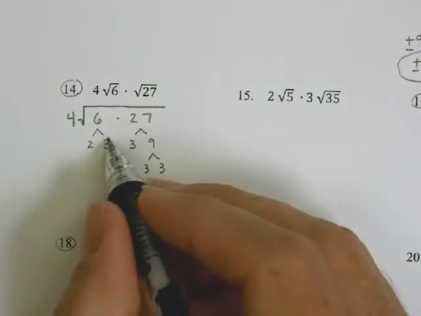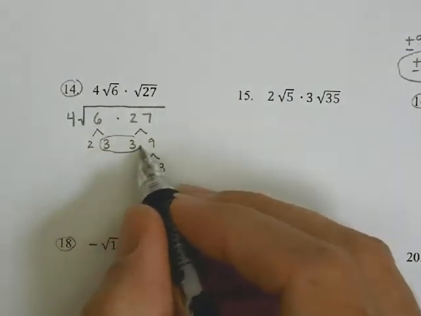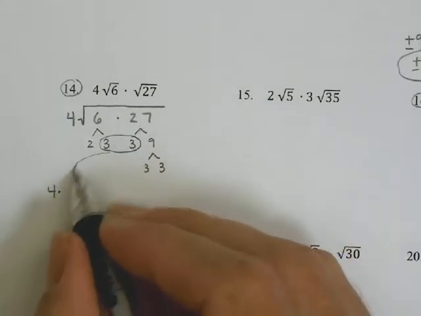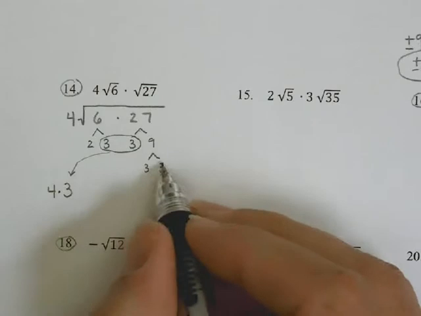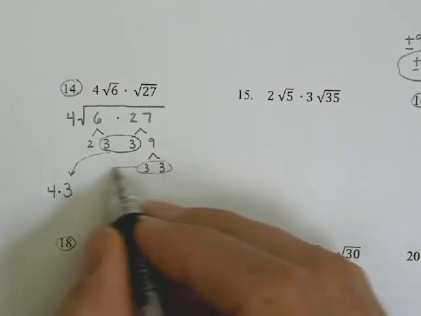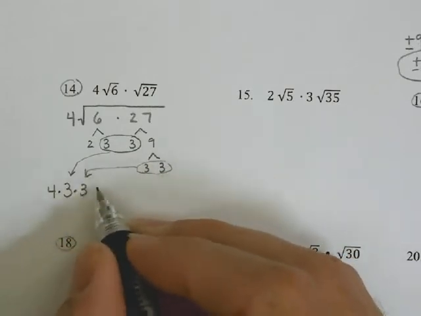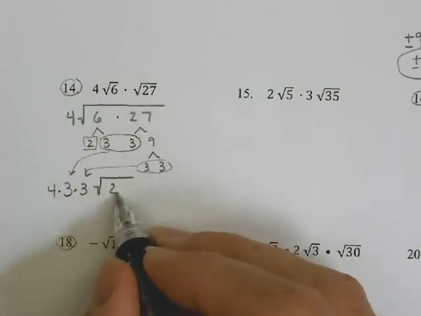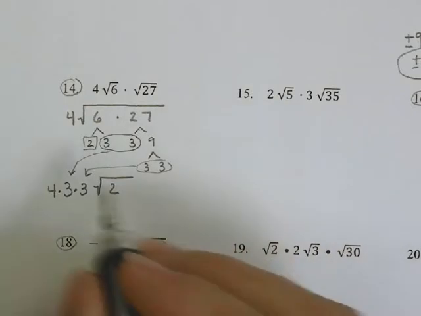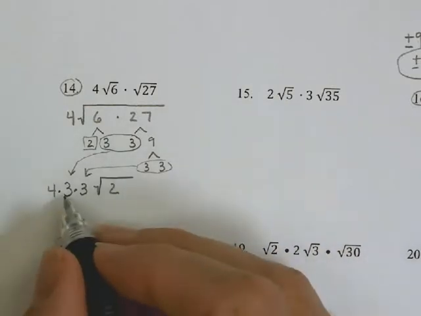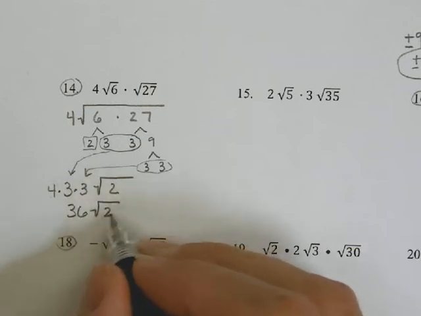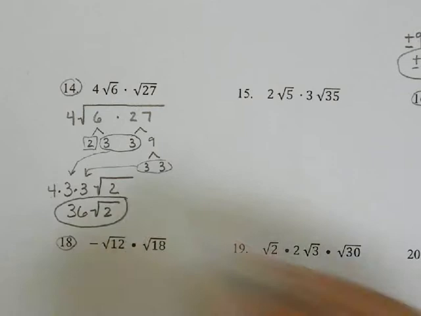So now let's look for some pairs. I have 3's right here, which means on the outside of the radical, which I already have a 4, I can add 1 3. Over here I have another pair of 3's, so I can add another 3 on the outside. And under the radical I just have this one little 2, and I'll put that right there. Next step is to multiply things together. 4 times 3 gives 12, and then 12 times 3 is 36, and I still have the root 2. So my answer is 36 root 2.